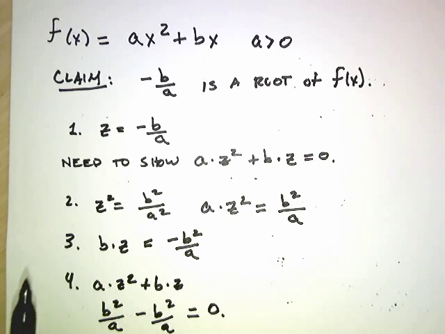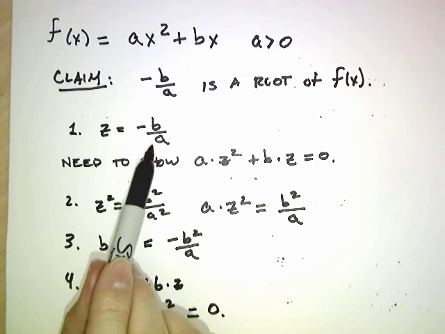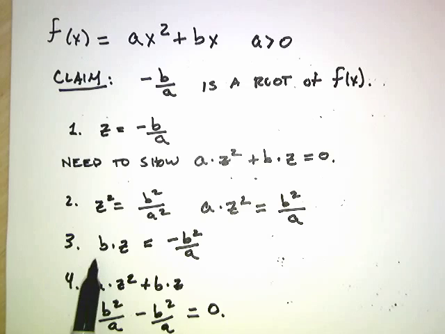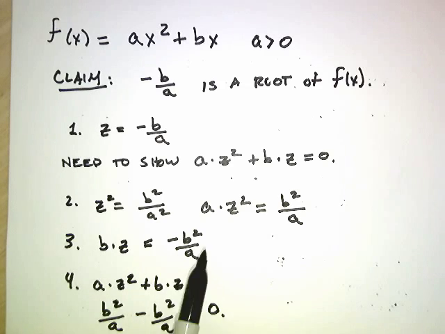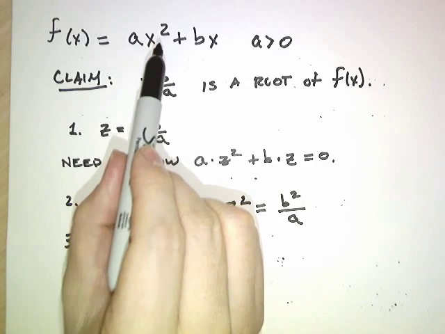Notice again, each step was relatively simple. I set z equal to minus b over a. I squared it and multiplied by a. I multiplied b times z and I got minus b squared over a. And then I just added up a times z squared plus b times z. So I added b squared over a plus minus b squared over a, and I got 0. This proves that z, which equals minus b over a, is a root of this polynomial.